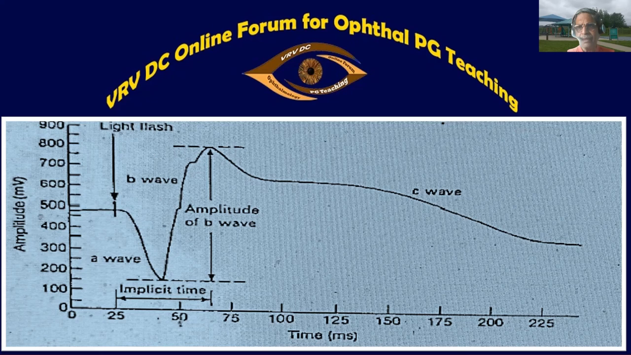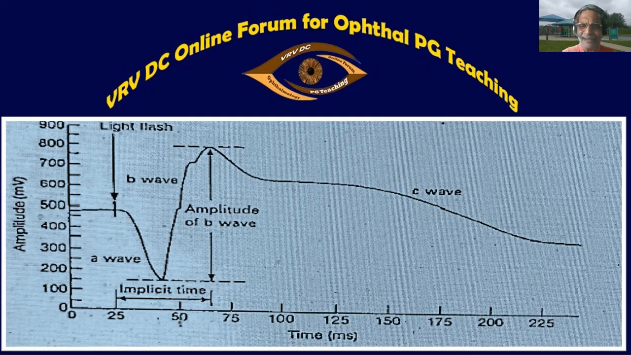Amplitude reduced, or implicit time prolonged. These are two terms you are supposed to use. Now, when all the waves are absent, you use one word called extinguished. Extinguished is the word used properly to denote the ERG. You say the ERG is extinguished, or you can say the amplitude is reduced, or the implicit time is prolonged. This is the way you can tell.